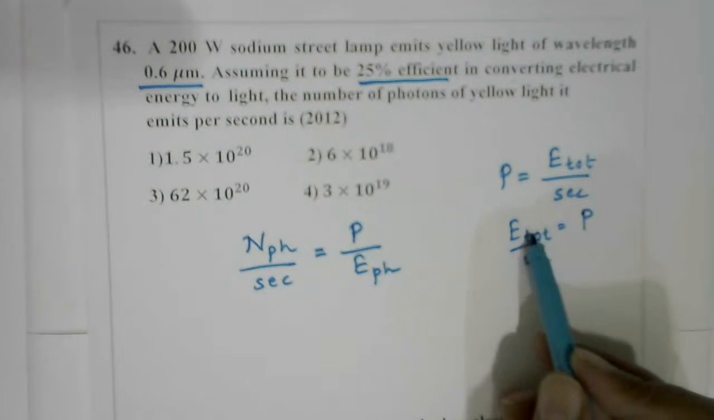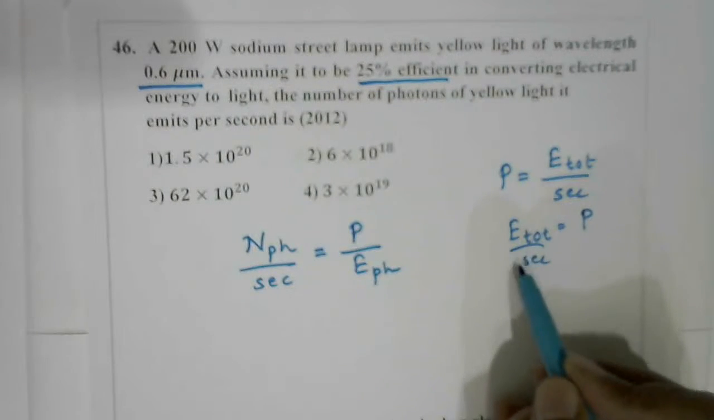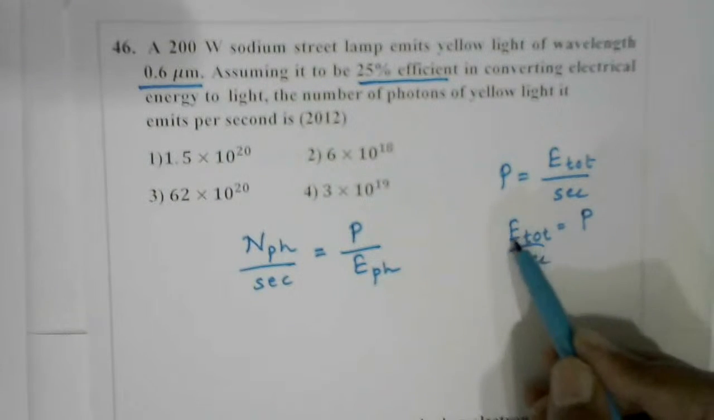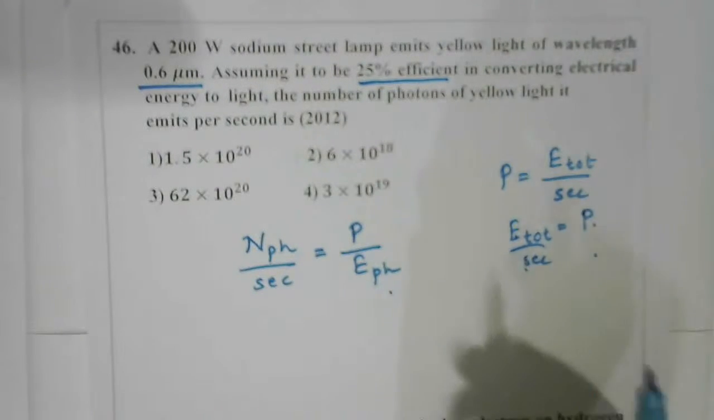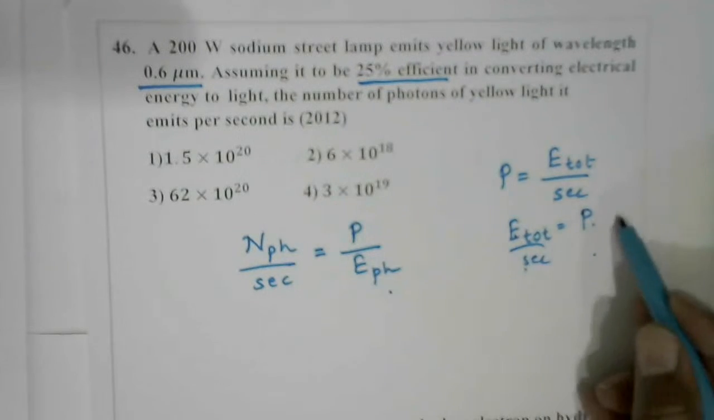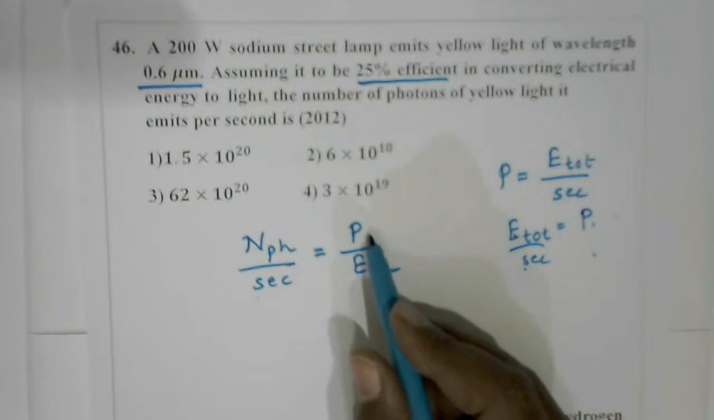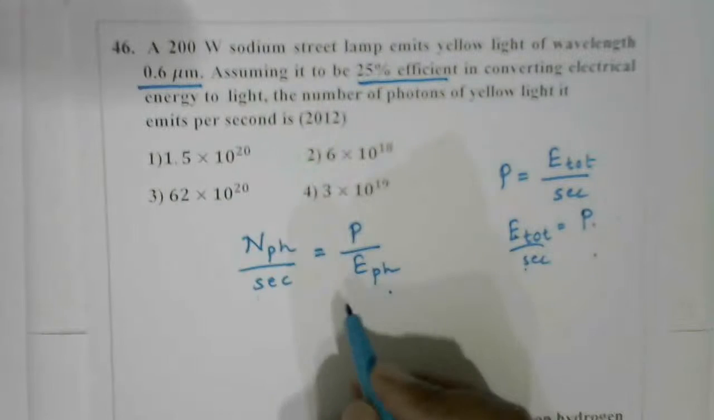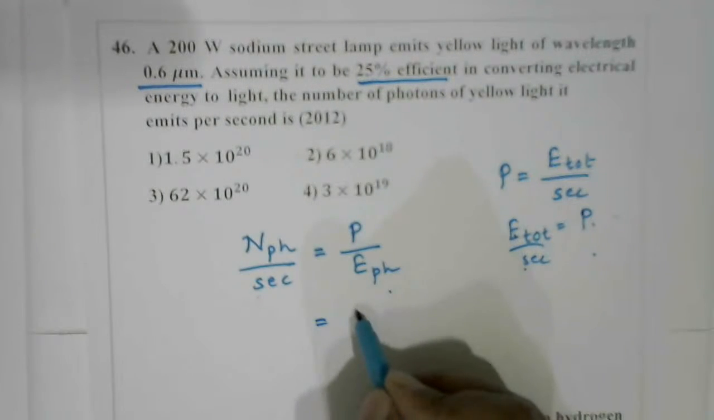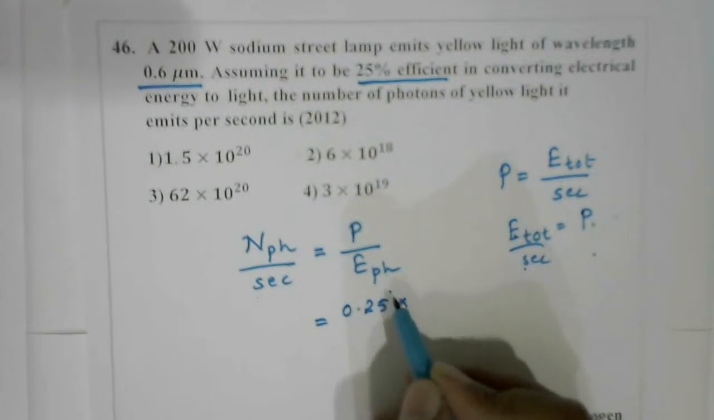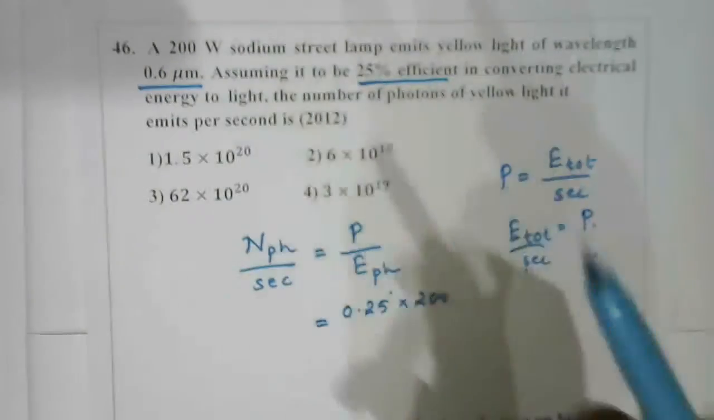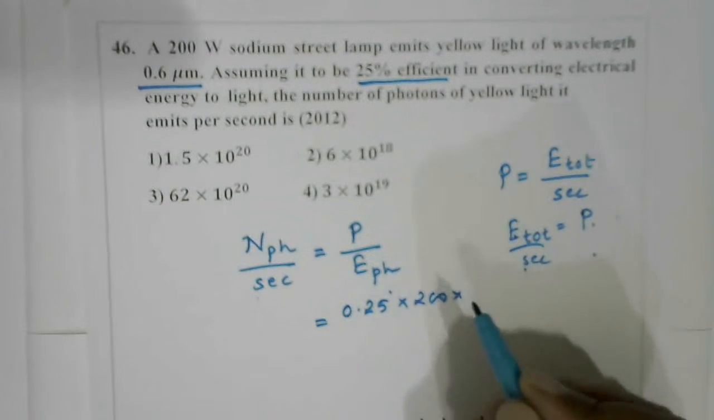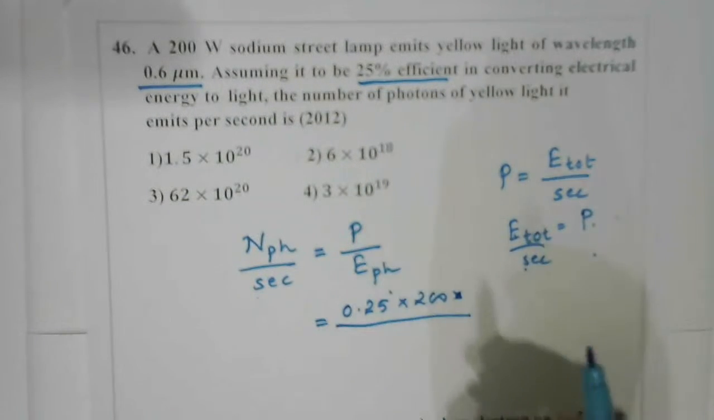But what we want is the number of photons, how will you find? By dividing by the energy of each photon. So when I divide this by each photon, I am taking per second this side, so that has to come here. Power is given to you already, but it's only 25% there again. So make here itself 25%. So 0.25 into 200, or you can write directly if you are fast enough, that becomes 50 watt, divided by the energy of each photon.